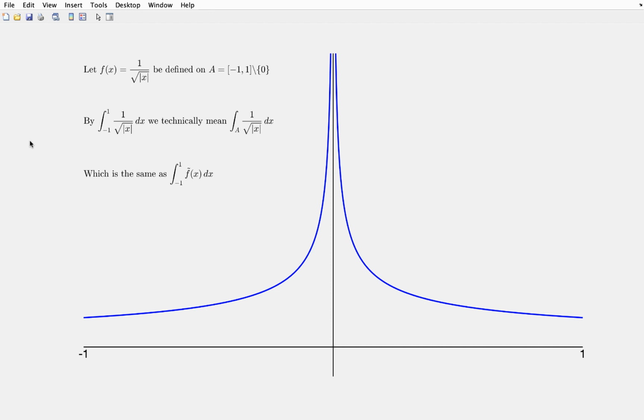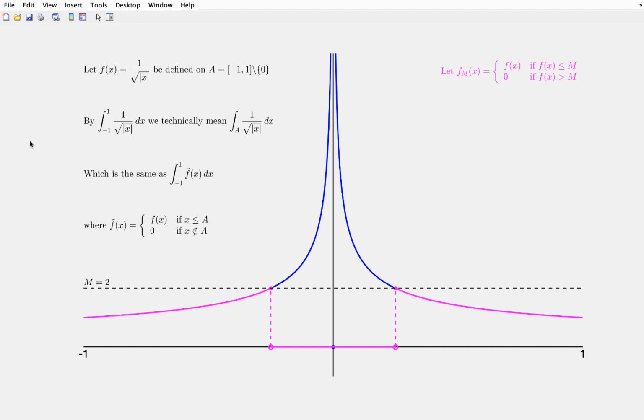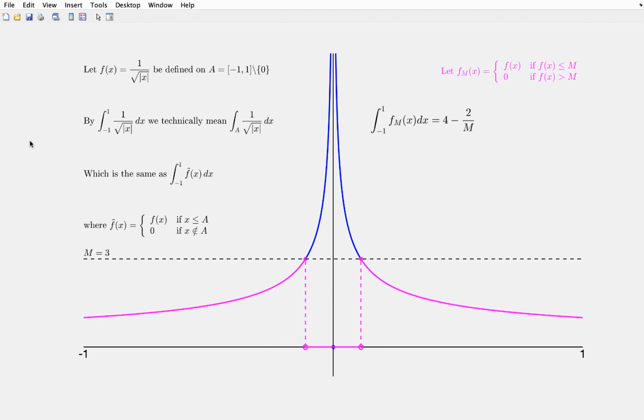But again, we can get around that by extending it to that interval by just letting f be 0 anywhere I'm outside of its domain. So we're going to apply our definition. We're going to let fm be f everywhere that f is less than or equal to m and 0 otherwise, and then integrate fm and take the limit as m goes to infinity.